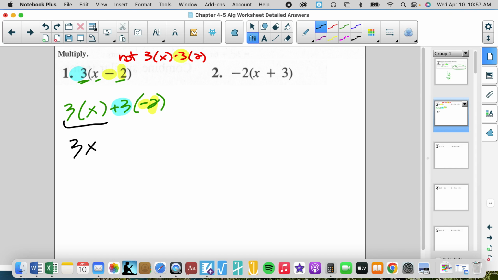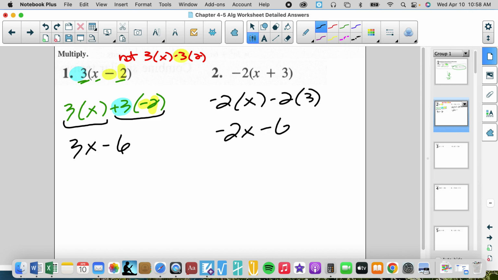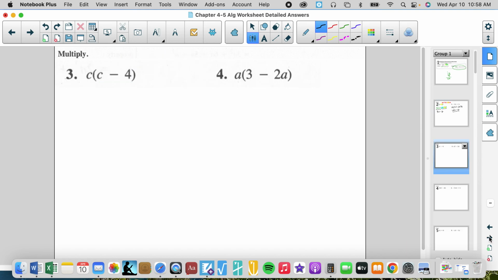Now we're into our multiplying monomials again. 3 times x is 3x. 3 times negative 2 is negative 6. Negative 2 times x minus 2 times 3 provides negative 2x minus 6. We can't combine these because they are unlike terms, so that is simplified.